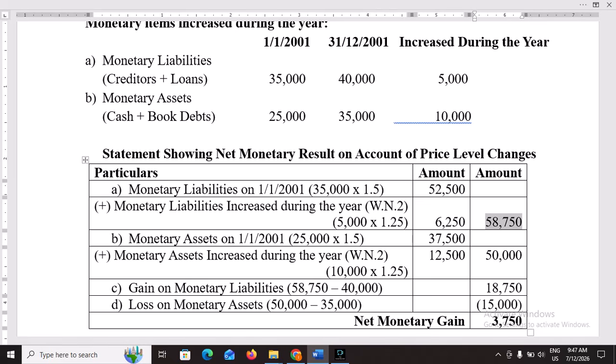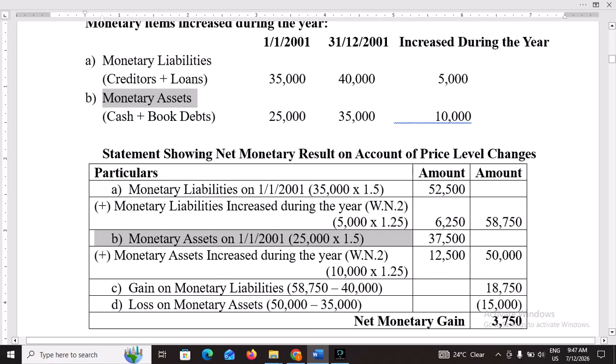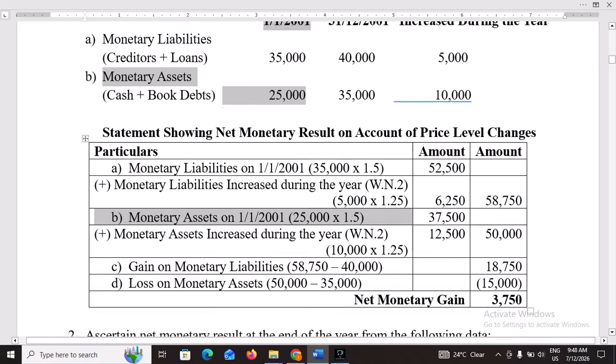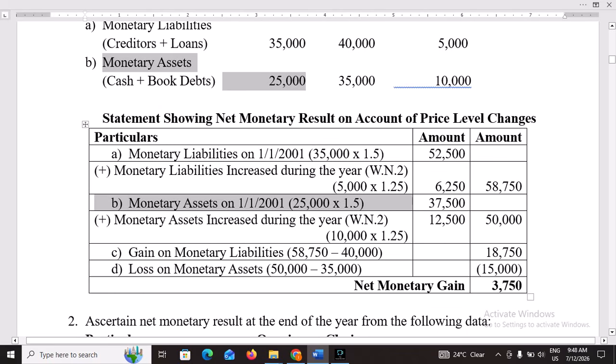Okay, done. Next, monetary assets on 1/1/2001. Monetary assets on 1/1/2001 are 25,000. The opening conversion factor is 1.5, so 25,000 into 1.5 is 37,500.